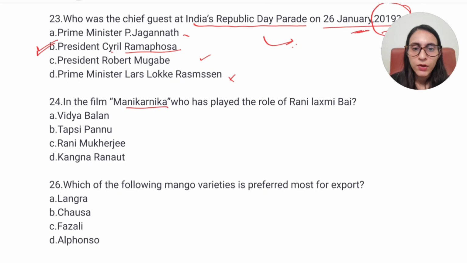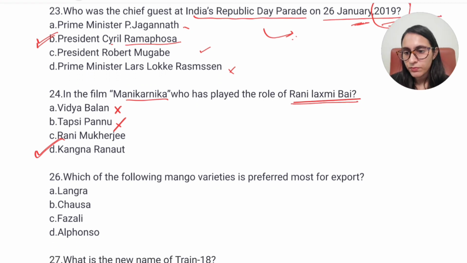Now in the film Manikarnika, who played the role of Rani Lakshmibai? We know who played the role of Rani Lakshmibai, that is Kangana Ranaut. So the answer to this question is Kangana Ranaut. She played the role of Rani Lakshmibai in the Manikarnika movie. Vidya Balan, talented actress, but did not play this role. Taapsee Pannu, again an accomplished actress, but she was not cast as Rani Lakshmibai. Rani Mukherjee, again a well-known actress, but she did not play the specific character in the role.